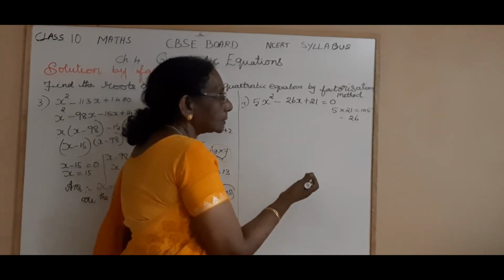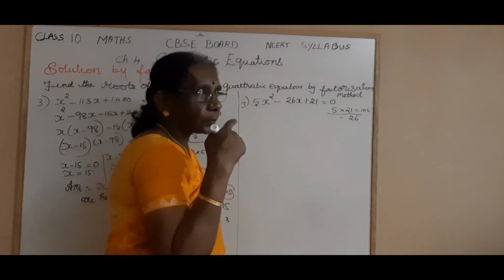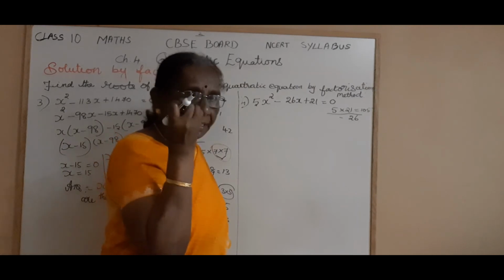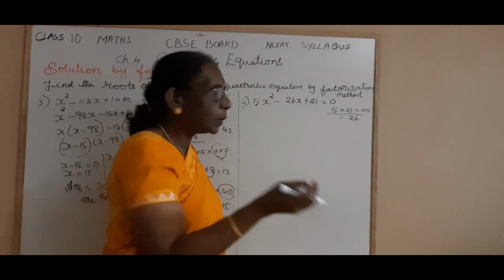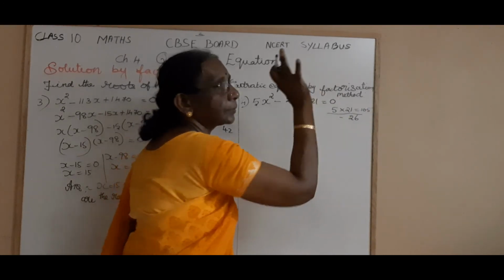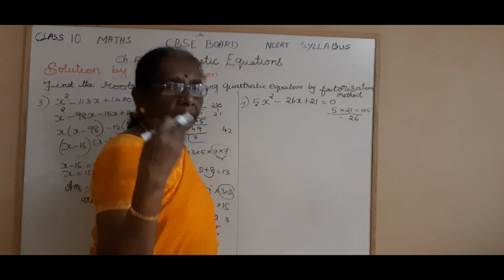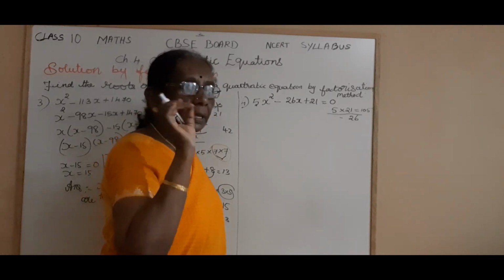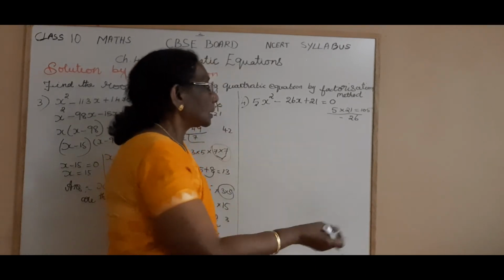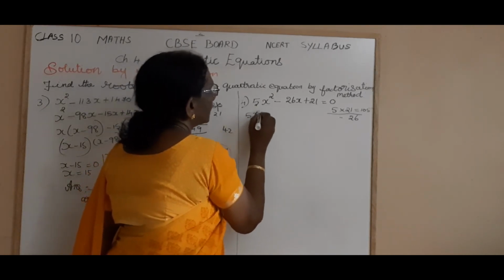Children, without factorizing, you can find it from here itself. If your brain is very sharp, if you practice more and more sums, your brain will immediately catch the split ups. How? 5 plus 21 is 26, 5 into 21 is 105. Is it clear? So you should practice in such a way that your brain is sharp enough to pick up these split ups. So here itself, no need to factorize, you are getting this.